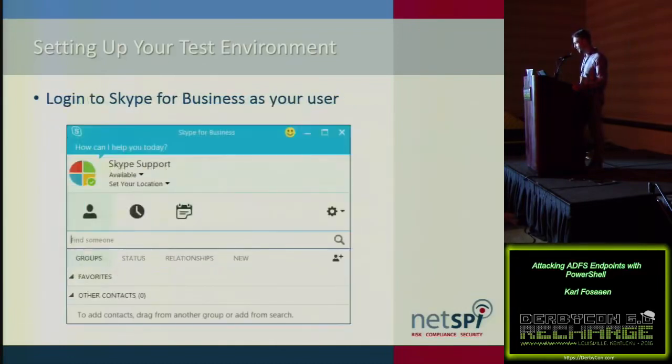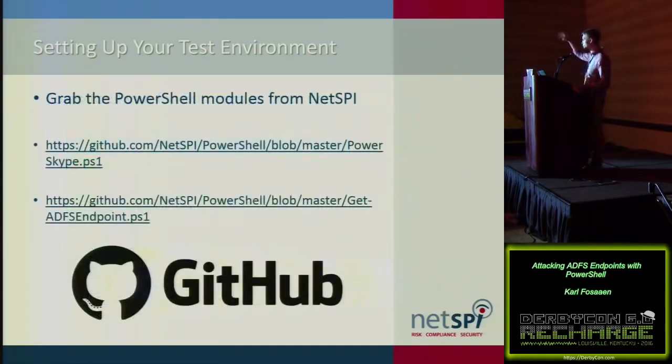All right, so once you've got all that set up, go ahead and log in for your Skype for Business user. Again, we're using Skype Support. I've got a pretty legitimate looking icon here. Seems like it's pretty trustworthy. Additionally, I've got the PowerShell modules out here. This is on the NetSPI GitHub. It should be under the PowerShell folder out on NetSPI's GitHub. So it's both the Get-ADFSEndpoint and the PowerSkype.